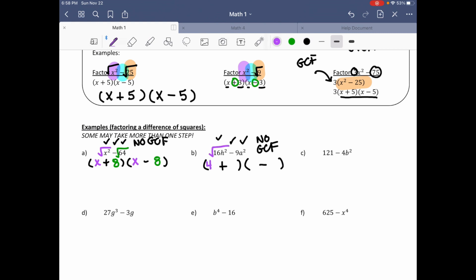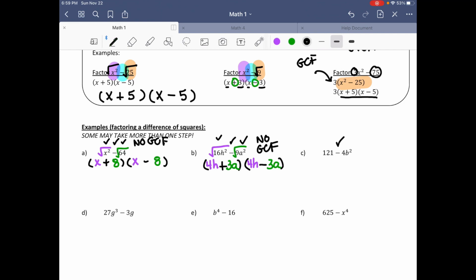So the square root of 16 is 4, and then the square root of h squared is h. So this is going to be 4h on both of them. The square root of 9a squared, so the square root of 9 is going to be 3, and then a squared is a.